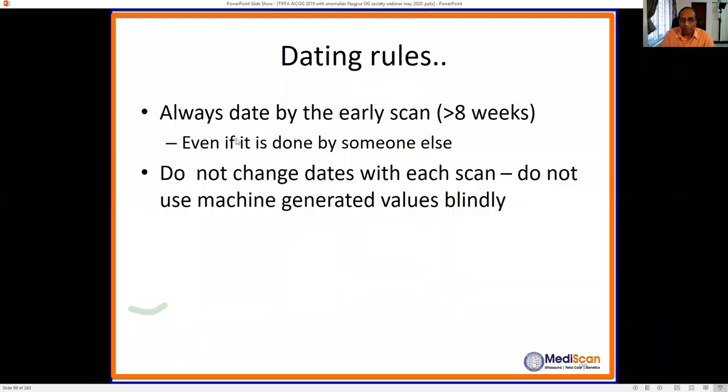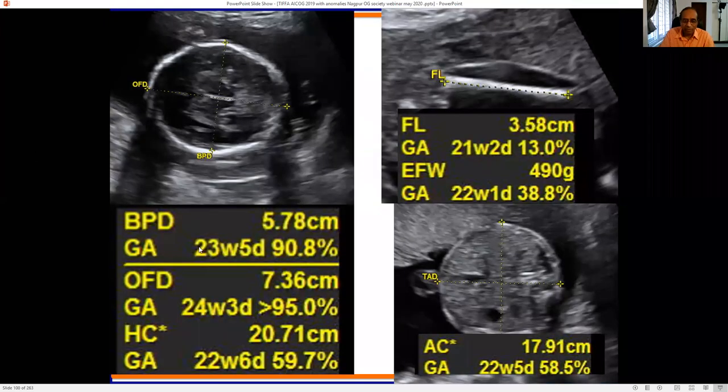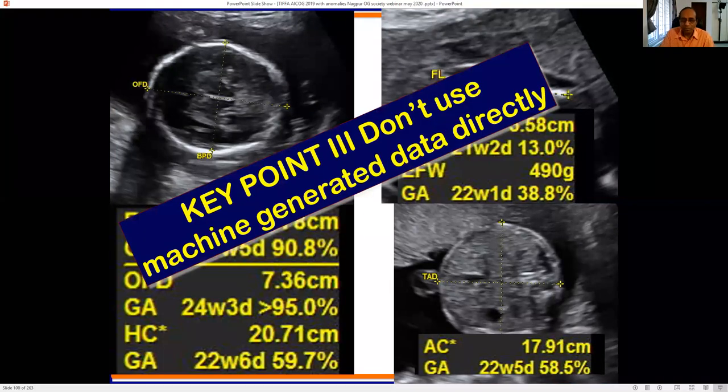Now, remember, when you want to date the pregnancy, always date by the early scan after 8 weeks. Never date a pregnancy before 8 weeks. Ideal time, of course, is after 10 weeks. And do not change the dates with each scan. Do not use the machine-generated values blindly. The machine gives you all this. Don't copy this and put it in your report, because that could be wrong if the patient has had an alteration of the gestational age early.